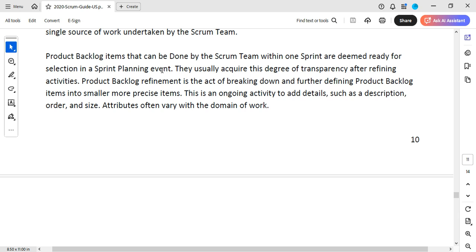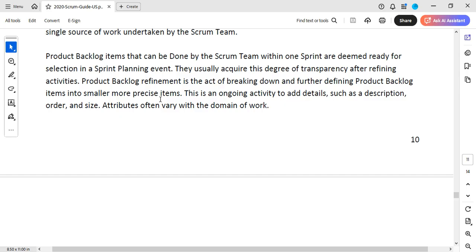So they usually acquire this degree of transparency after refining activities. There's always a time when we refine the product backlog items. We put some below, we put some up according to the value and stuff like that. If that was in the first or second or third upload, I talked about that. Product backlog refinement is the act of breaking down and further defining product backlog items into smaller or more precise items. Maybe during the sprint, the Scrum Master and the product owner meet and they're like, oh, I think this product list is a little bit ambiguous. Let us make it simpler.